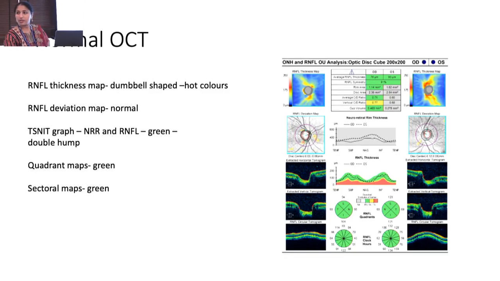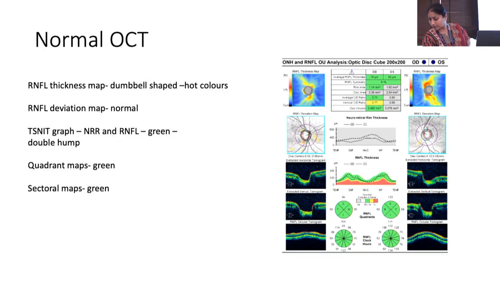So you have the RNFL thickness. You look at the RNFL thickness map, and you find the normal dumbbell pattern where the RNFL thickness is normal and is given in the red hot colors. You have the RNFL deviation map, which gives the deviation from normal, and in this case you see there is no deviation. Then you have the TS-NIT graph for the NRR as well as for the RNFL.